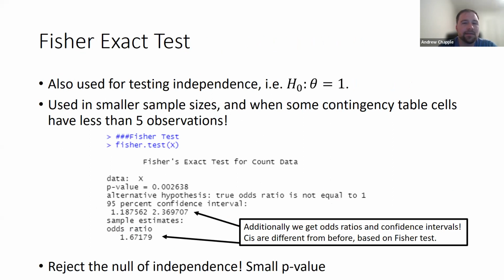Fisher exact test is the same syntax. This is also used for testing independence. These things are better in smaller sample sizes when the contingency table cells are small. I can use fisher.test here. I also get a significant p-value. The nice thing about Fisher tests as well is you're going to get confidence intervals for the odds ratios. So I get a 95% confidence interval for the odds ratio of 1.18 to 2.36. And again, I reject the null here because the p-value is quite small.